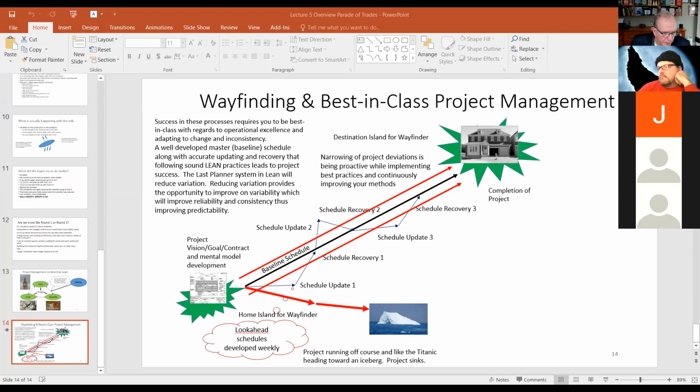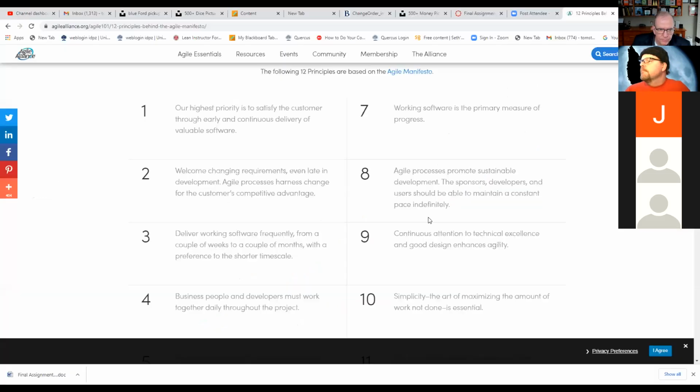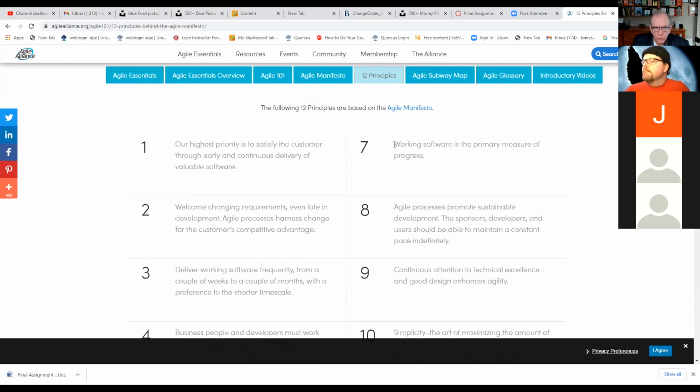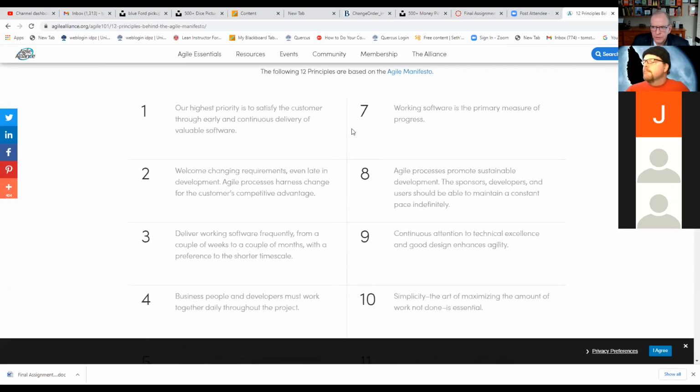I'm just trying to find the actual one. This probably isn't quite it, but I'll just pull it up. There's an actual detailed one, but on short notice. Do you see the 12 principles? Is it on the screen, Robert? Okay. So, and again, this is from the software side, right? But there's a lot of elements that are now being discussed in construction as well.